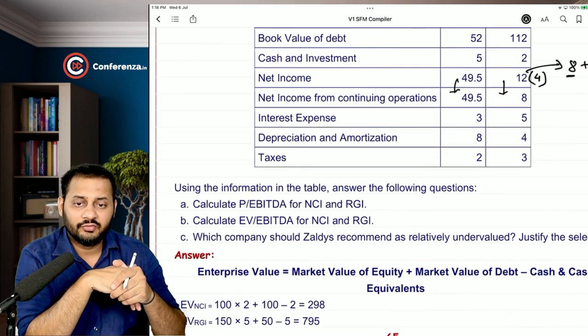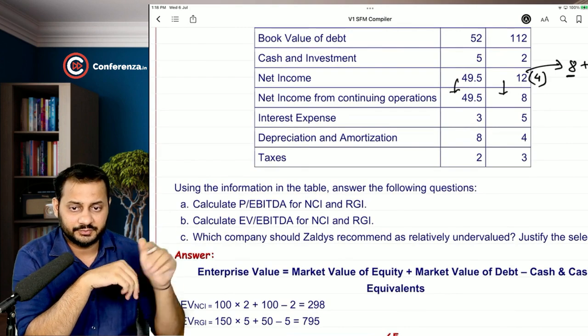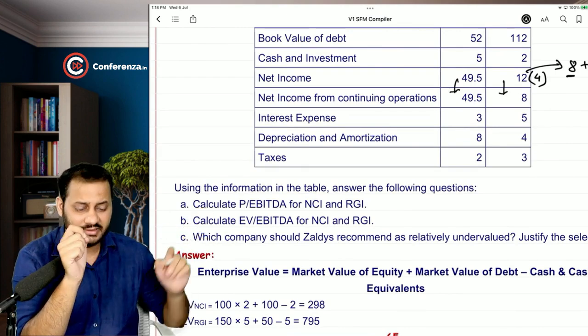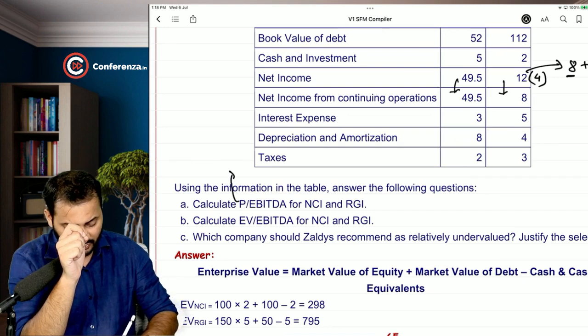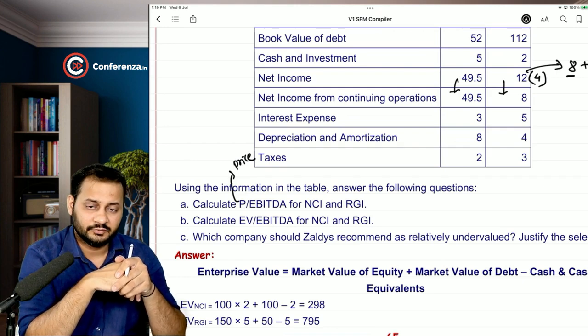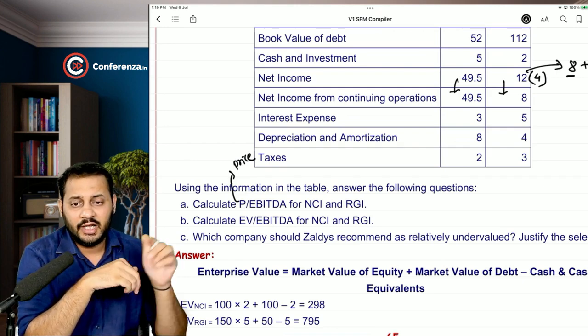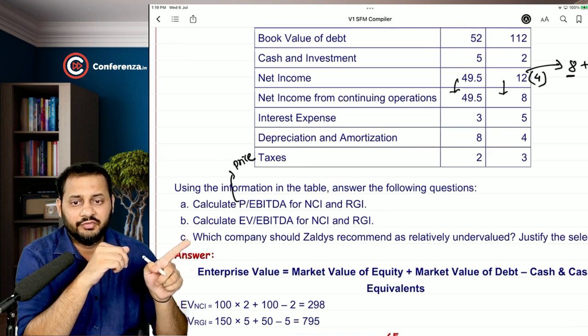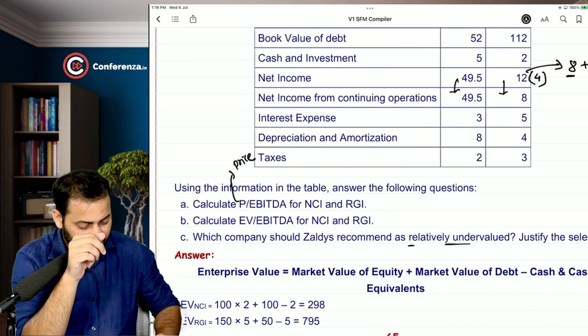Using the following information, answer the following question. Calculate P by EBITDA for NCI. Please put an arrow for P and write down price, market price per EBITDA for NCI. And calculate EV by EBITDA for NCI and RGI. Which company should Zaldis recommend as relatively undervalued?